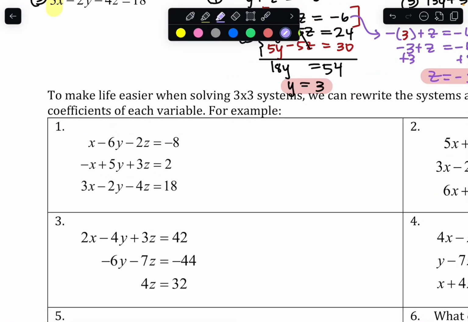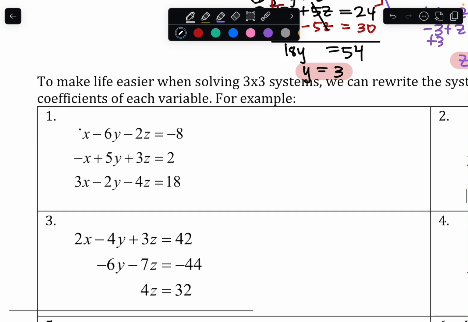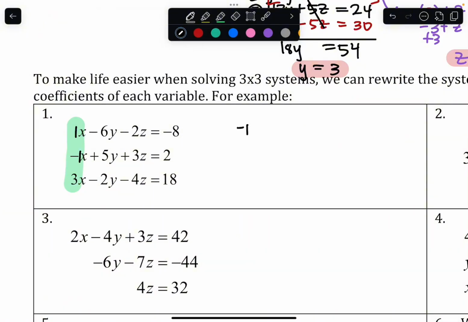And so, for example, we have a system here, and if you don't have a number in front of the variable, there's an invisible 1. So I like to go ahead and fill in the 1s. And then you are just going to focus on each coefficient for your x's, your y's, your z's, and your constant. And so here for my x's, I have -1 for the first, positive 1 for the first equation, -1 for the second equation, 3 for the third. And then for the y's, I have -6, 5, and -2. And then for the z's, I have -2, 3, and -4.